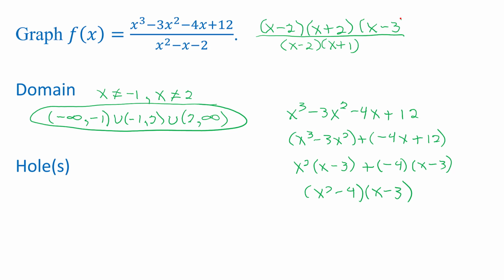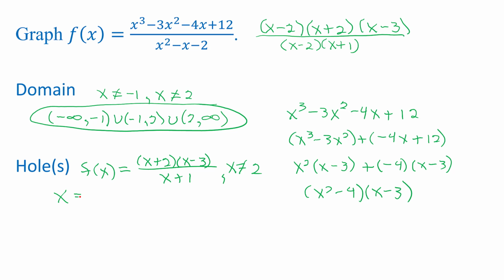So do we have any common factors between the numerator and denominator? Well, it looks like x minus 2, doesn't it? So when I'm finding holes, I'm going to rewrite f(x) as (x plus 2) times (x minus 3) over (x plus 1), noting that x cannot be equal to 2. Okay, so we rewrite our function. What's happening at 2, if it's not included in our graph, that is where we'd have a hole.